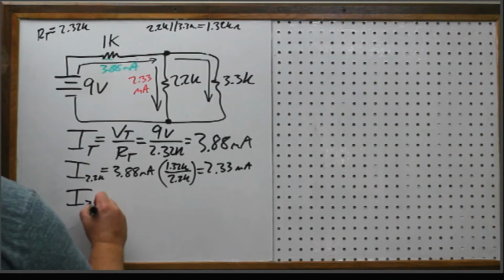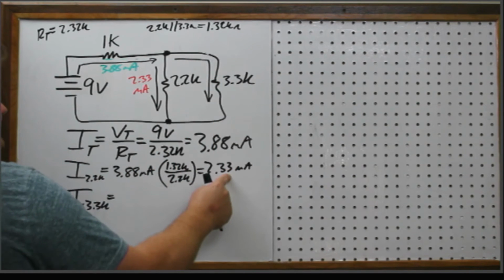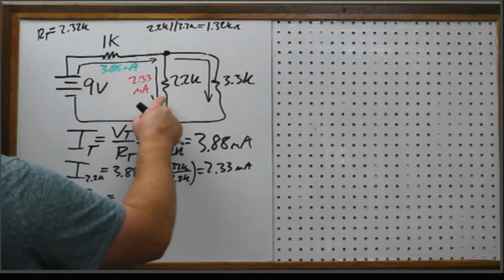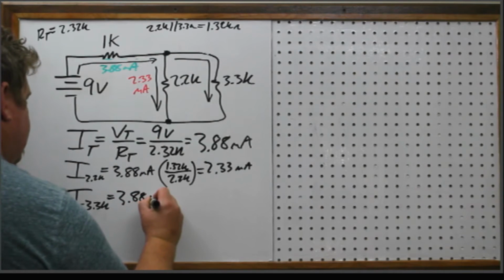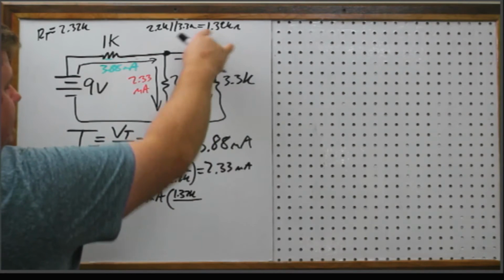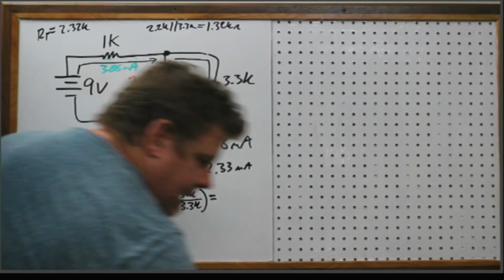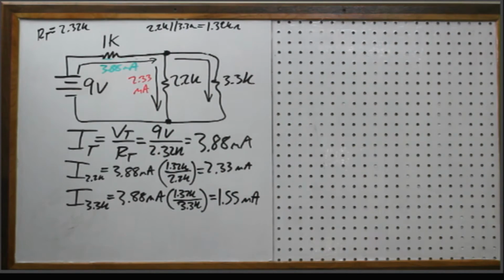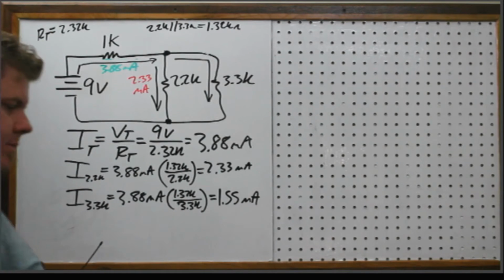And then of the 3.3K, I expect this one to be smaller because this one is taking up almost all of the 3.88 milliamps because it's smaller, right? So less resistance, more current. So 3.88 milliamps times 1.32K, again, that's those two in parallel, divided by 3.3K. And this time I got 1.55 milliamps. Okay. So these two numbers do add up to 3.88, so I think I'm correct.